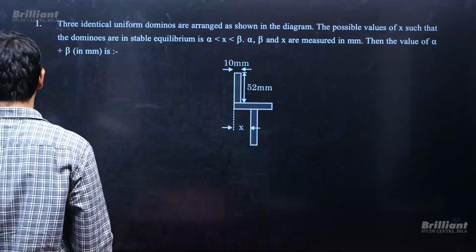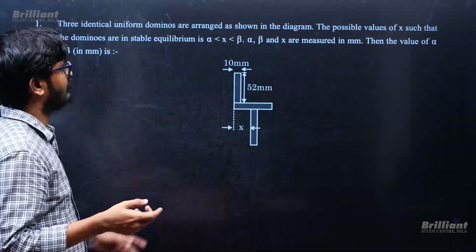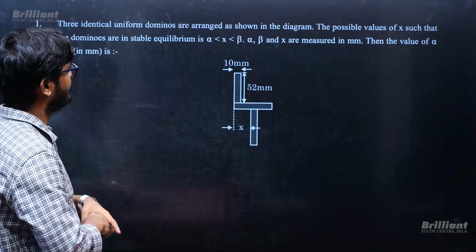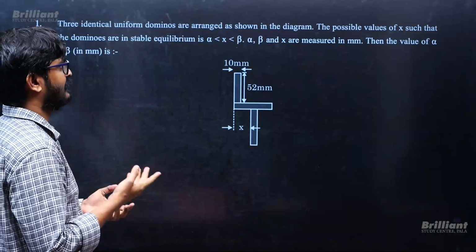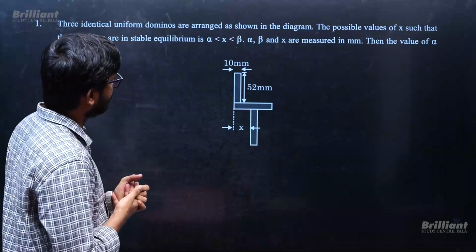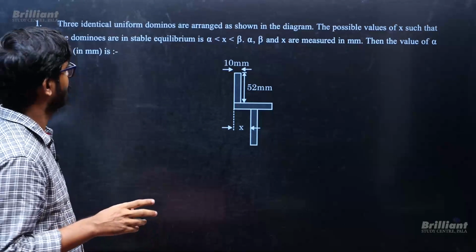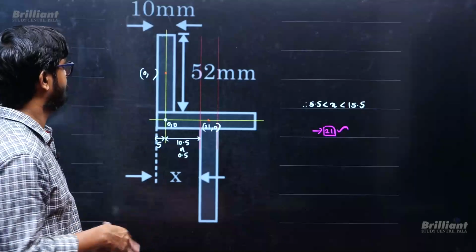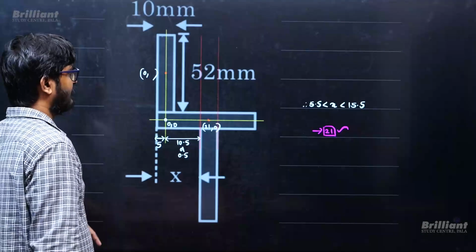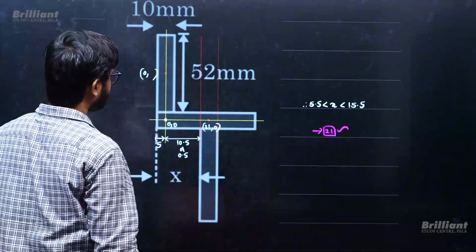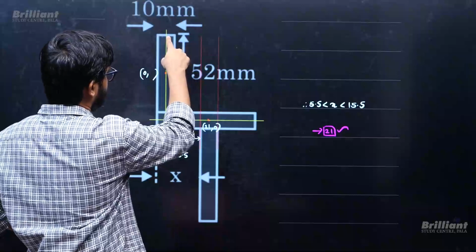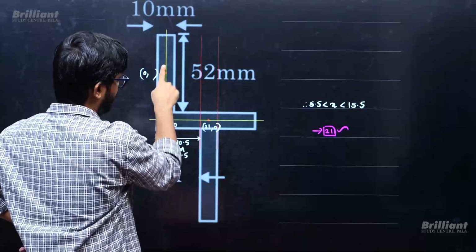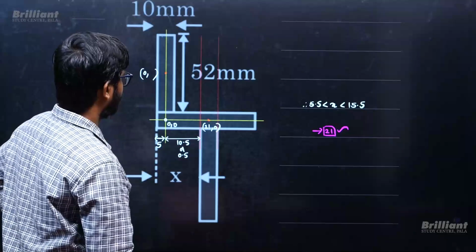3 identical uniform dominoes are arranged as shown in the diagram. The possible values of x such that the dominoes are in stable equilibrium is, x lies between some value. I think their intention is, if this has to be in equilibrium, center of mass of... anyway, this can be in equilibrium if I hold this, because weight and normal force can balance, net force can be 0, and net torque can be 0.